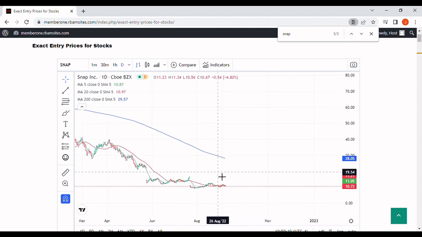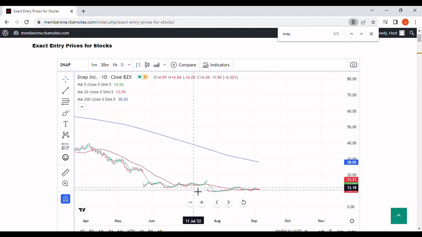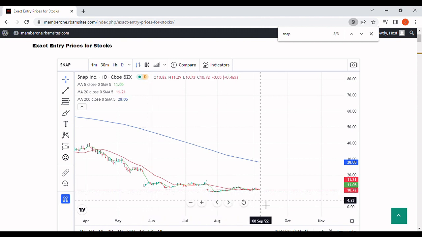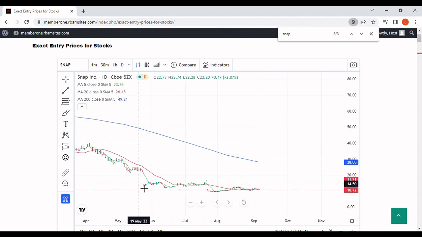So when you have a long flat period of time here, this is essentially May 24th, and we're now at September 7th. When you have a long period of time like this, these moving averages become useless.